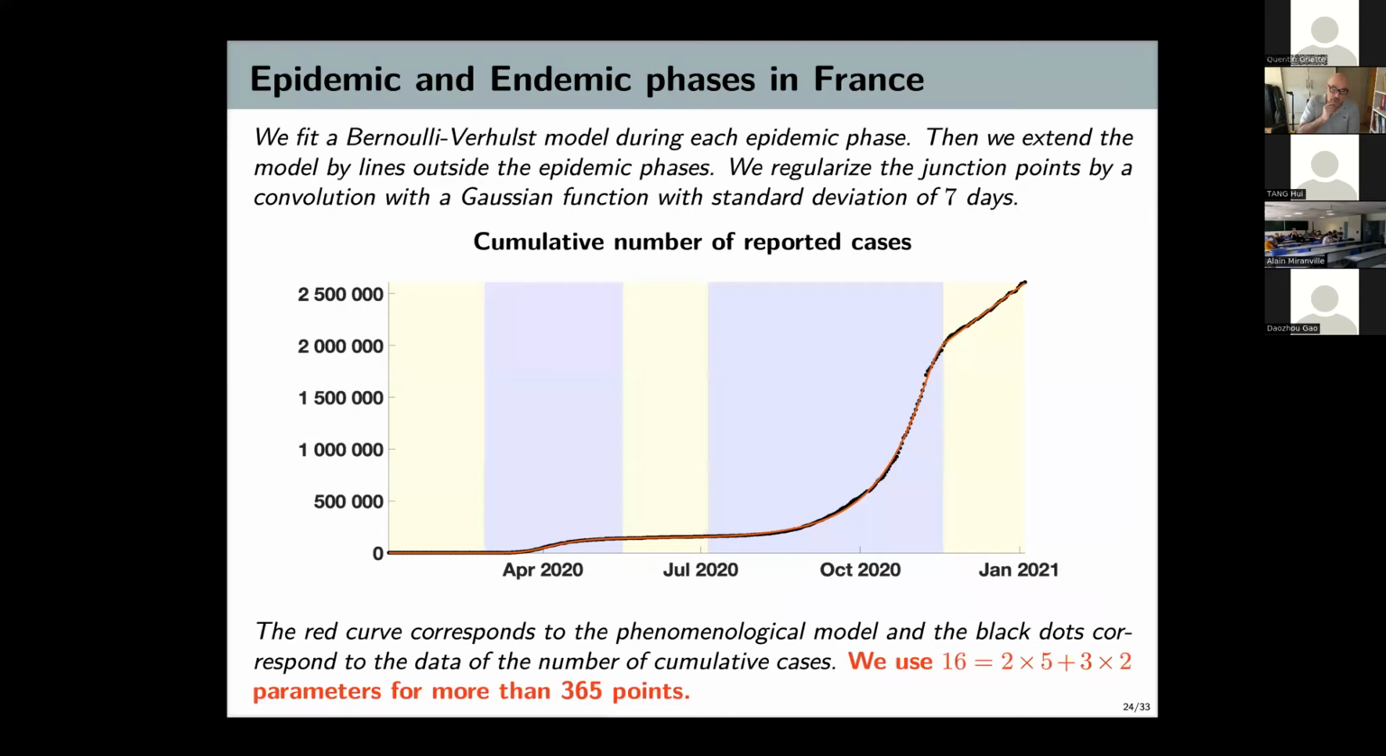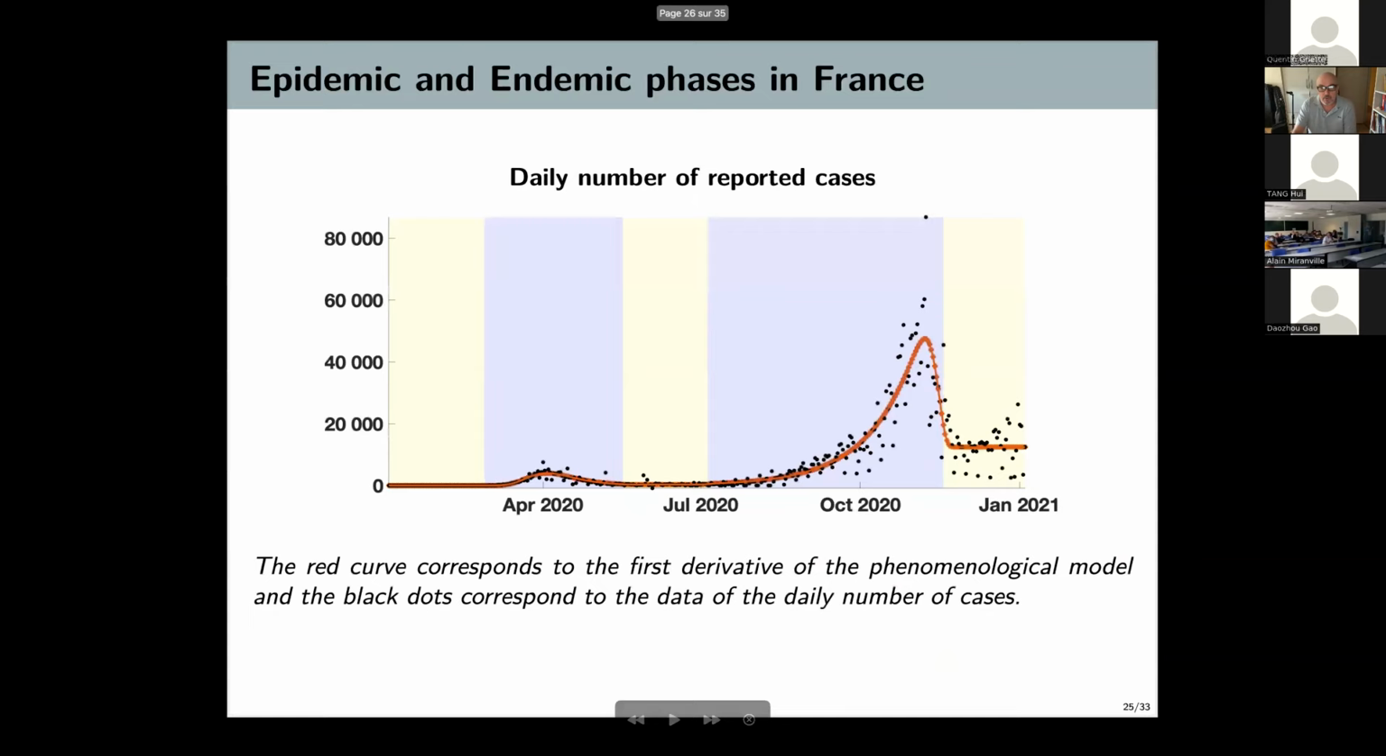And so we need to distinguish different regimes. One regime is the so-called endemic stage, that's the yellow region here, the yellow backward region, and the blue region corresponds to the epidemic phase. And we have a very limited number of parameters here, and the models are pretty simple. And when you differentiate the red curve with respect to time, using one day as a unit of time, you get a good tendency also for the daily number of reported cases.